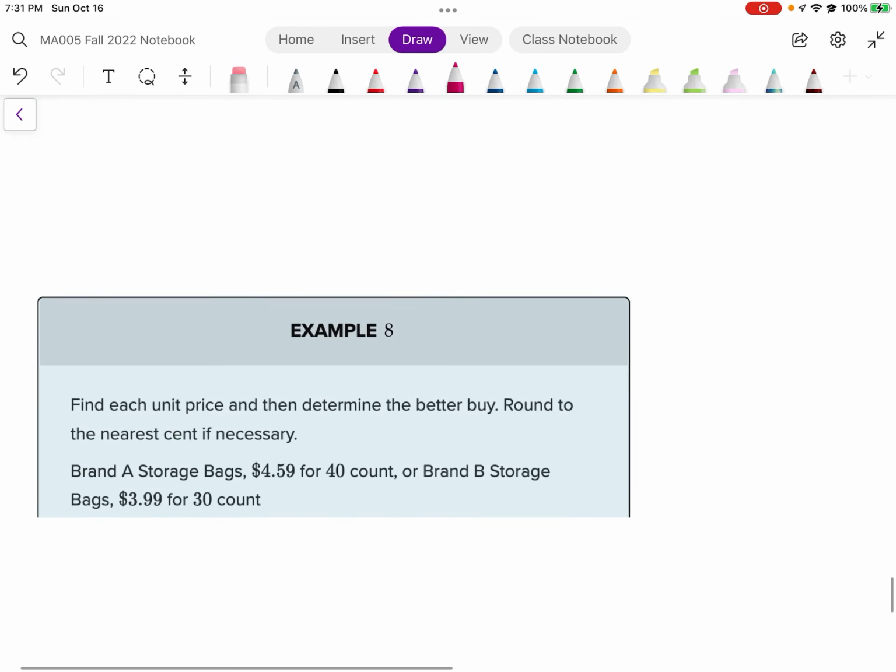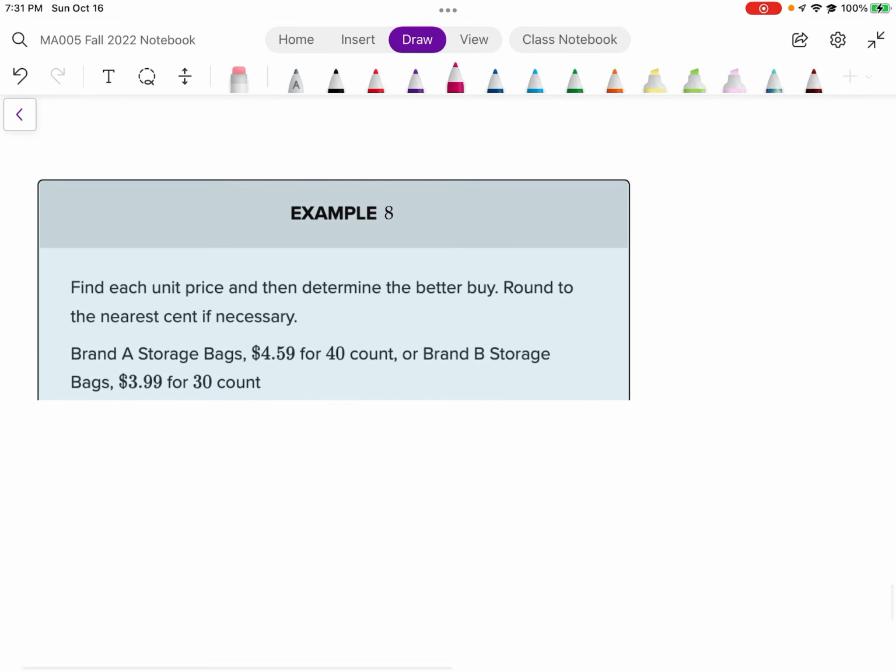Let's go ahead and try another one. This time I'd like you to try it yourself. We're going to find the unit price and find the better buy for the different brand storage bags. So we've got brand A and brand B. Brand A is $4.59 for 40, and brand B is $3.99 for 30. So we'll do A. Remember, it's unit price, so you want the dollars on top. $4.59 for 40, and instead of count, I'm going to say bags. That's what I'm looking at.